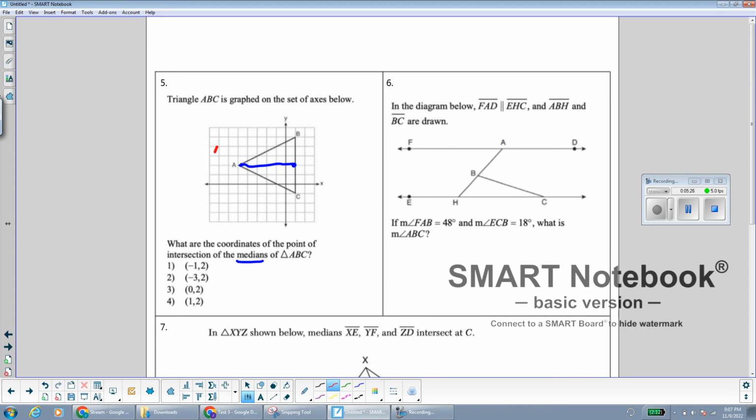Let's see. A is -5, 2. And B is 1, 5. So the midpoint of AB would be -5 plus 1 over 2, comma 2 plus 5 over 2. That's -2, 7 over 2. 7 over 2 is about 3.5. It is 3.5.